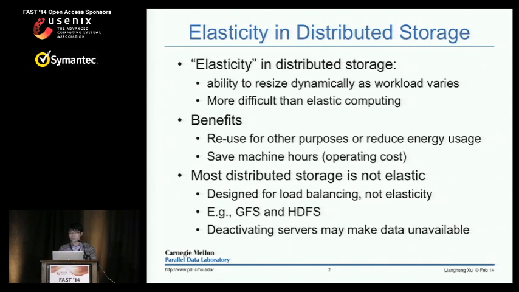However, nowadays most distributed storage systems are not elastic. This is primarily because they are designed mainly for load balancing instead of elasticity, for example the famous Google File System and Hadoop Distributed File System. In these systems, deactivating only a small number of servers may lead to a high probability of data being unavailable.